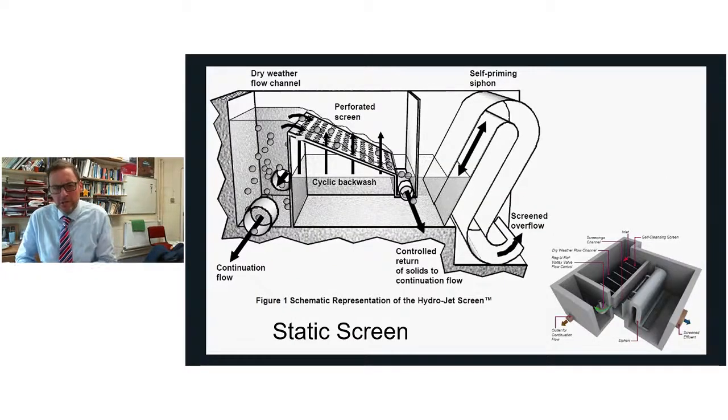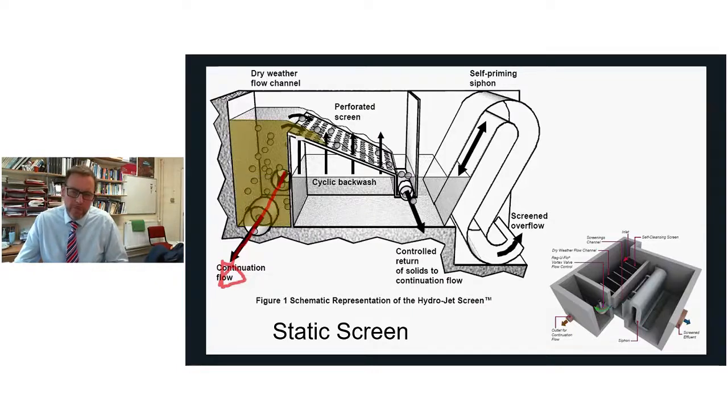So there's 101 and probably more different ways that these screens operate. This one here is one of the ones which doesn't really require power. So there's two real pictures of it here. Basically, as you can see on the left here, the flow comes in through here and goes off to the treatment works. As the flow builds up, and I've got a crazy animation here, it fills up that channel there, and eventually a point's reached where it overflows onto the perforated screen.